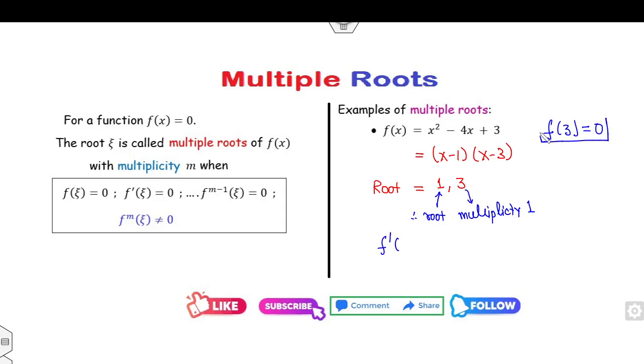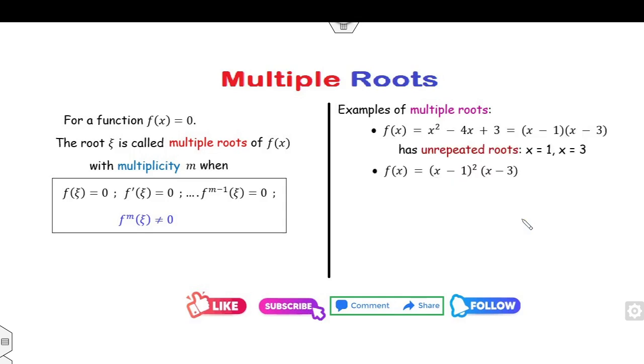f(3) is 0. Fine. What is the value of f'(x)? It's 2x minus 4. And what is the value of f'(3), which is non-zero? Since the first derivative is non-zero, therefore x equal to 3 is a root having multiplicity 1.